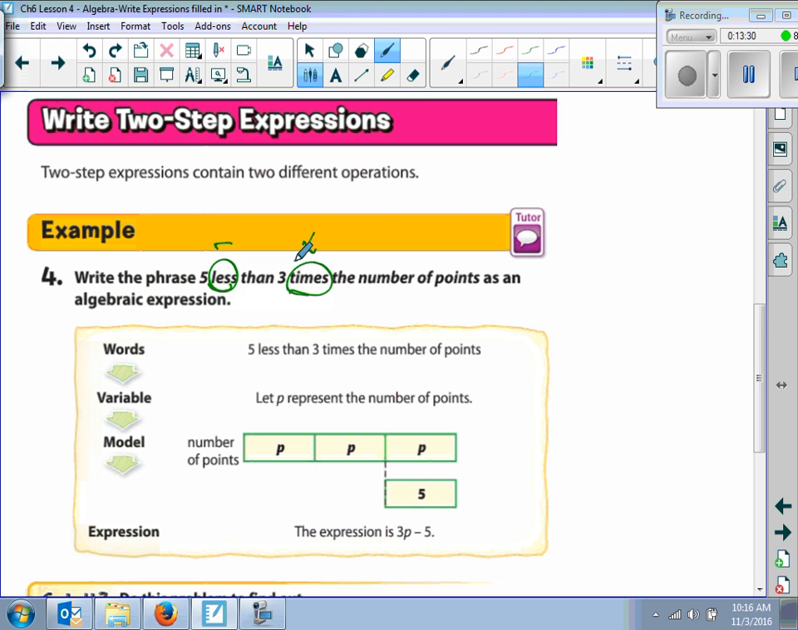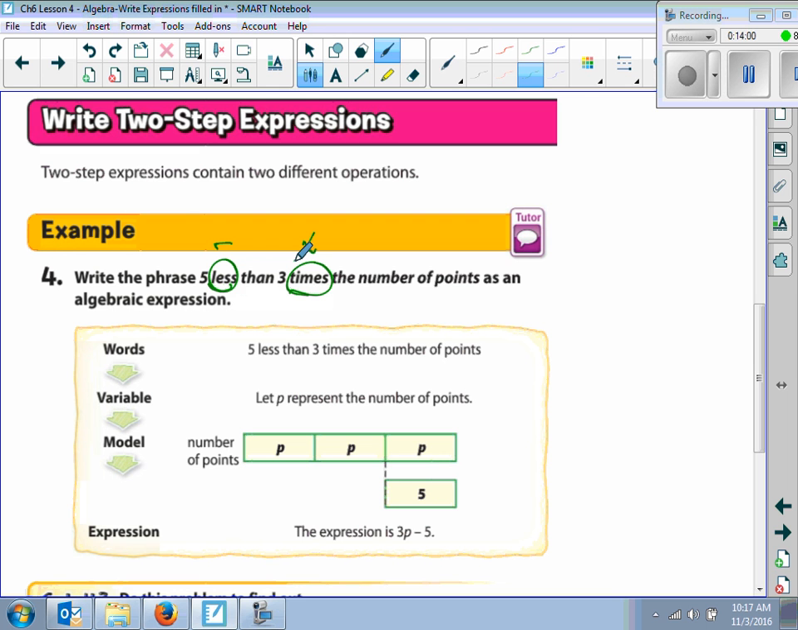Very good. Now we want to define our variable. Let's look at the sentence again. 5 less than 3 times the number of points. What do you want your variable to be? P for points. Very good. So that's where we define: P for points. And now we have 5 less than 3 times the number.